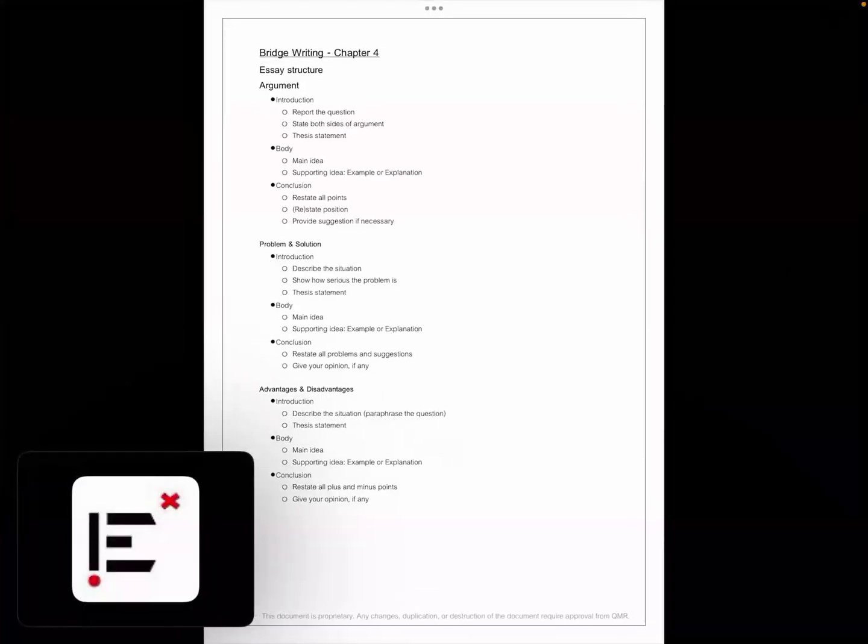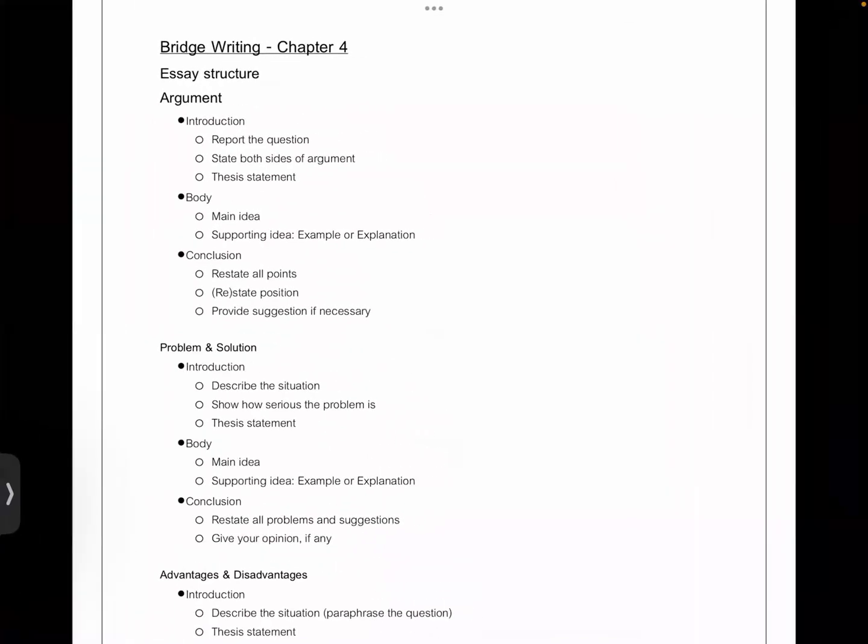Okay. So on this page here, it's just a summary of the structure of 3 different essays. For argument, you can see that it is divided into 3 sections. Introduction, that will include the statement of problem, subject of debate, 2 different viewpoints, and most important of all, the thesis statement. Body paragraphs will have some topic sentences and supporting ideas.